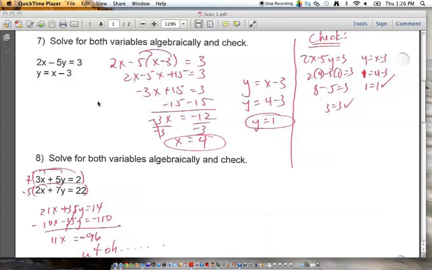Once again, there's the answer to number 7 from last night's homework. Make sure you put the check up on the board, and you'll notice that where the check is, I write the two equations, 2x minus 5y is 3, and y equals x minus 3, and then I make it a point to substitute in there. It's on the right side of that red vertical line. There's the correct solution to number 7. Are there any questions about that?